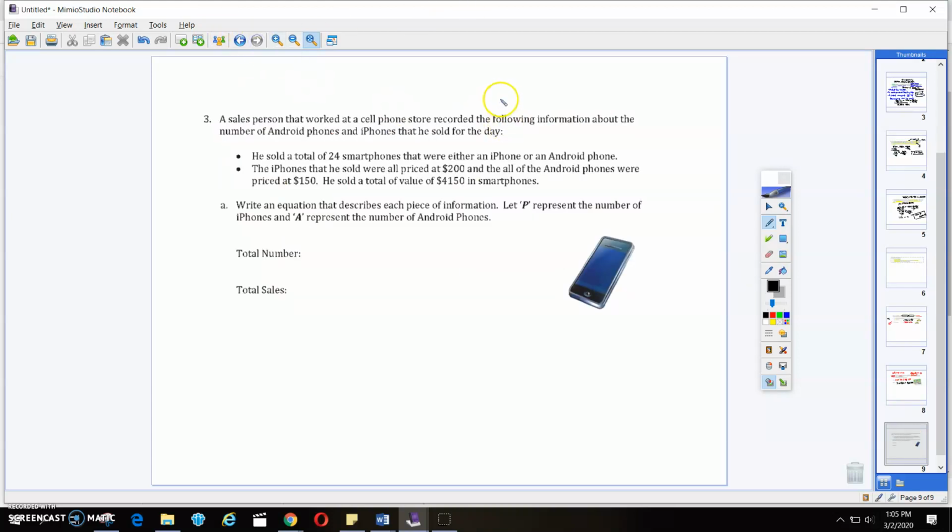A salesperson that worked at a cell phone store recorded the following information about the number of Android and iPhones that he sold for the day. He sold a total of 24 smartphones that were either an iPhone or an Android phone. Let's stop right there. Ready? So you've got 24 total smartphones. If I were to ask you how many iPhones did he sell out of the 24? How would I write that equation?